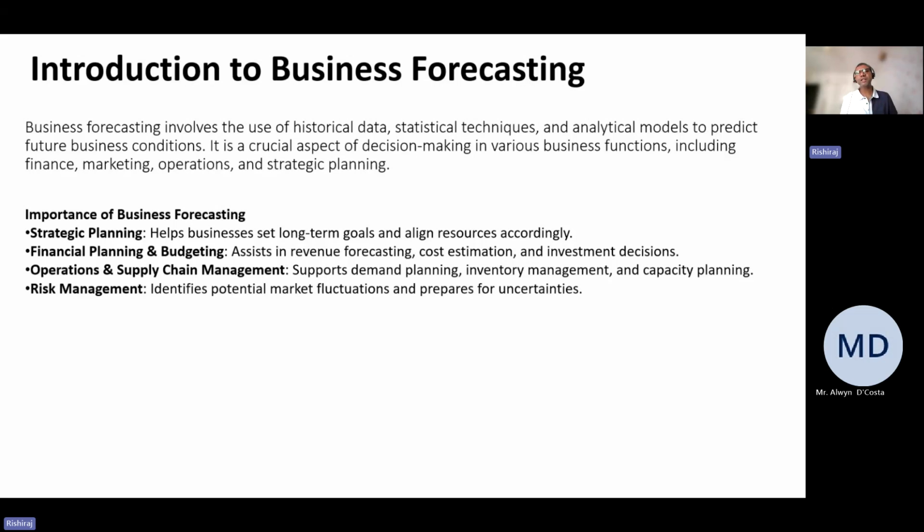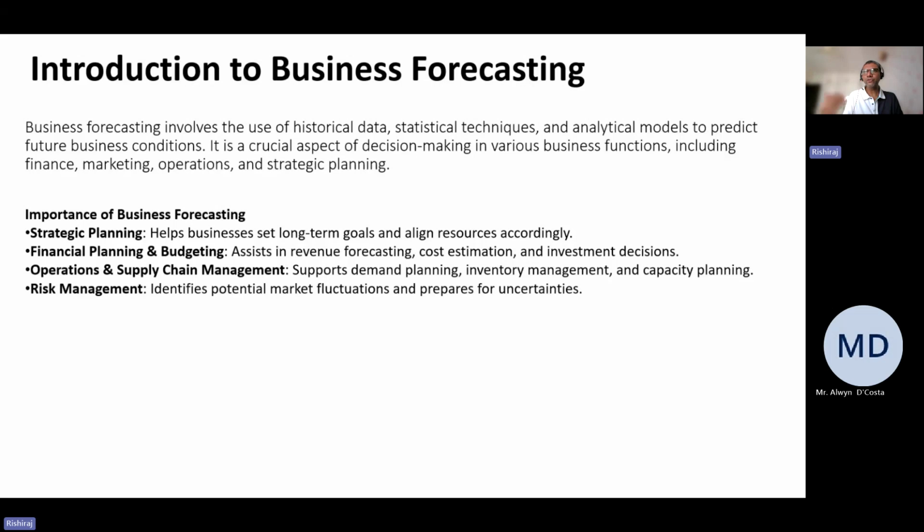Various business functions have decision making systems. So business forecasting is one of the most crucial parts of business functions, including finance, marketing, operations, strategic planning. You go to any domain of business management, forecasting or predictive analytics plays a crucial role. So with that note, I repeat the definition. It is gathering, collection, cleaning, and arranging historical data, then analyzing them using various statistical techniques, and then using analytical models to further refine them in order to predict future business parameters.